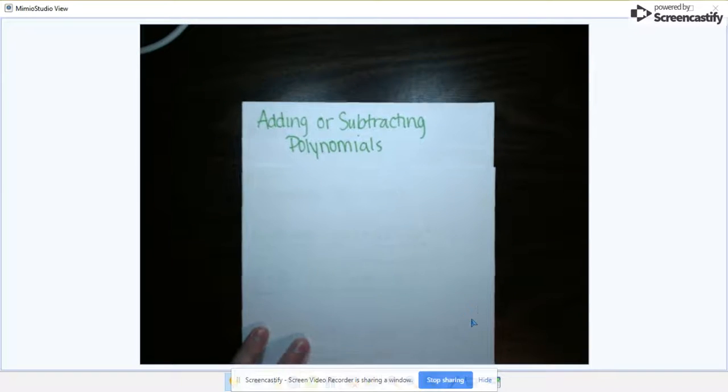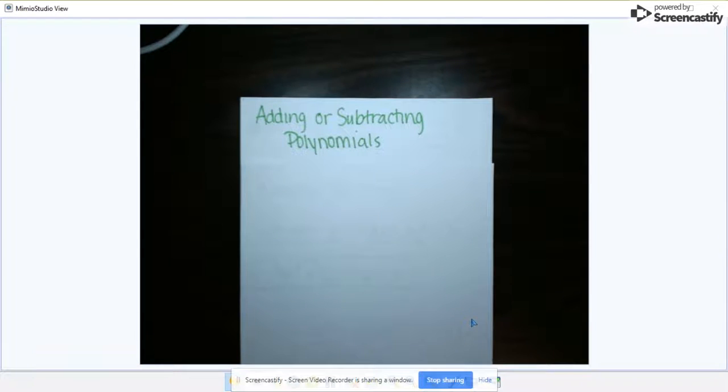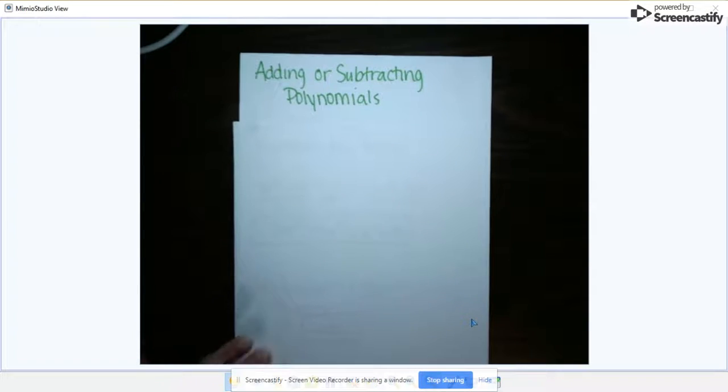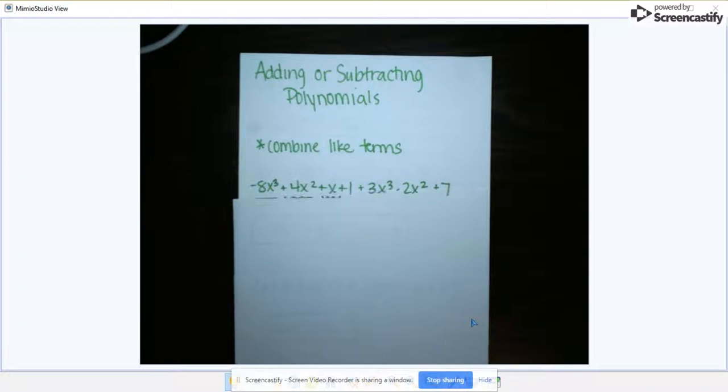Okay, so here's a continuation from the other day. We looked at degree and leading coefficients, and now we're actually going to get into taking our polynomials and adding or subtracting them. So this isn't complicated. In order to add or subtract our polynomials, we are going to combine the monomials that are the same, or we reference it as combining like terms.